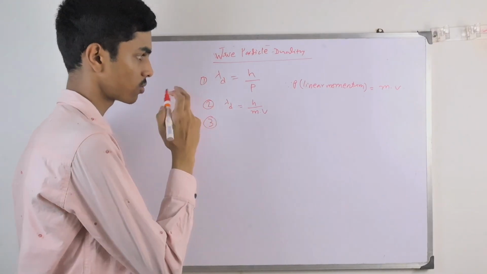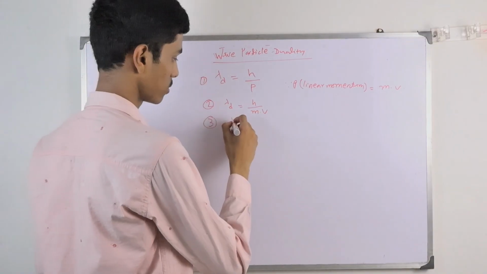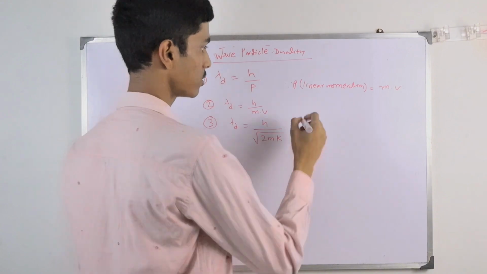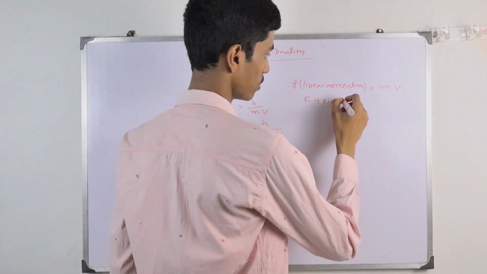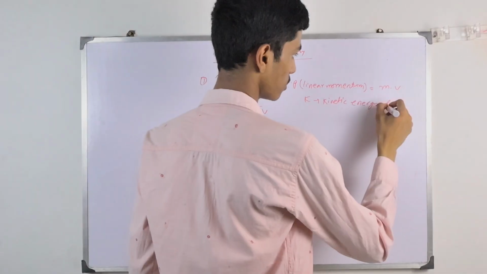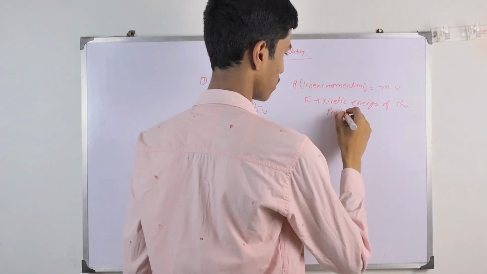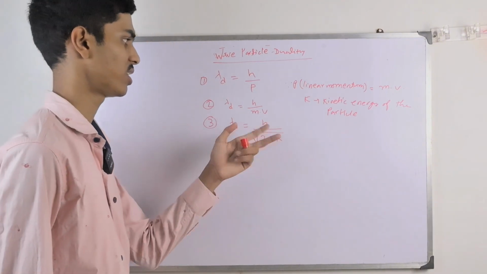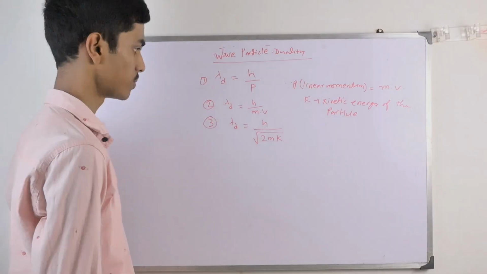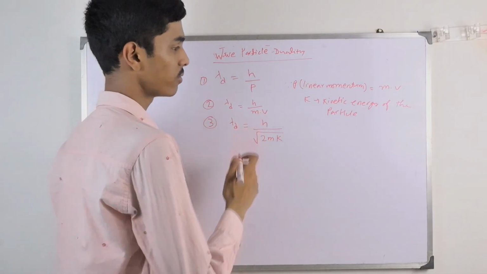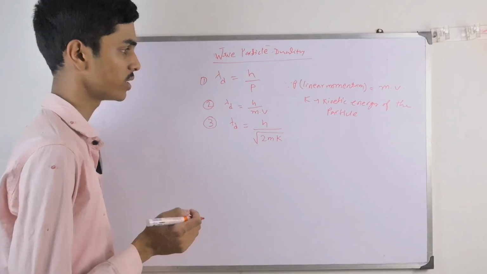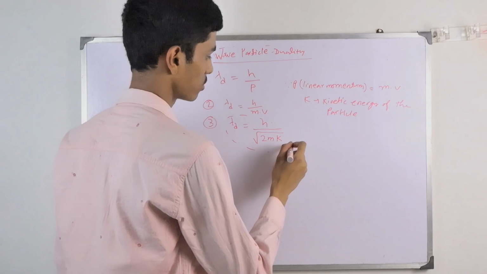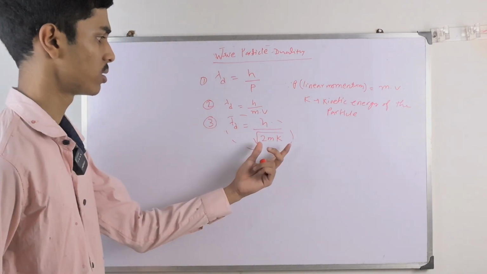The formula number 3 for calculating the same lambda d will be equal to h by root under 2 m K, where K is the kinetic energy of the particle. I am sure that you know the rest of the terms, h, m and v, as I have discussed. M is the mass of the particle, v is the velocity with which the particle is moving. How is this coming? I will derive this relation also, means how this relation comes to be like this.